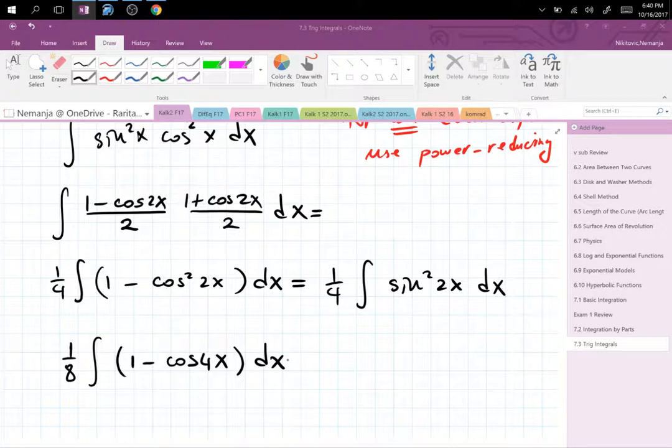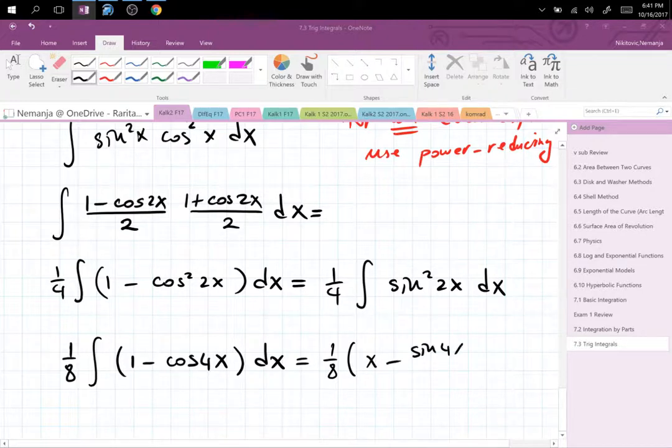And now we can finally integrate. No more squares. So 1 over 8, integral of 1 is x, and integral of negative cosine is negative sine 4x over 4, plus c. You don't have to distribute 1 over 8. You're technically done here.